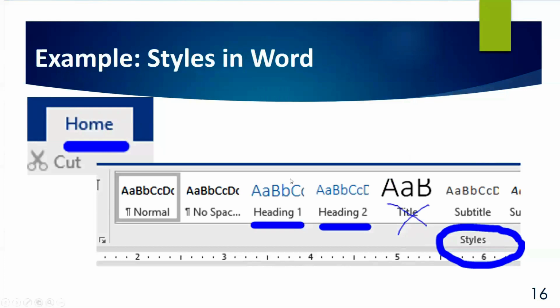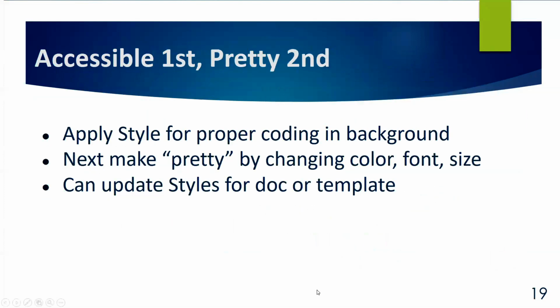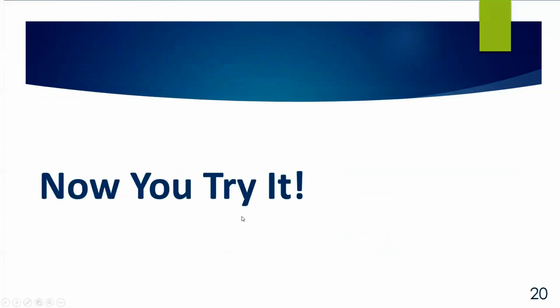And I'll show you in a live demo in a moment, but then you can update this heading 1 here in this toolbar so that all of your future heading 1s, although you wouldn't have more than one. Let's say heading 2. All your future heading 2s will all look the same in the way you like it. We'll do that live in a second. So now you try it, but I'm going to show you first. So I'm going to open up that inaccessible syllabus. I will pull it over.